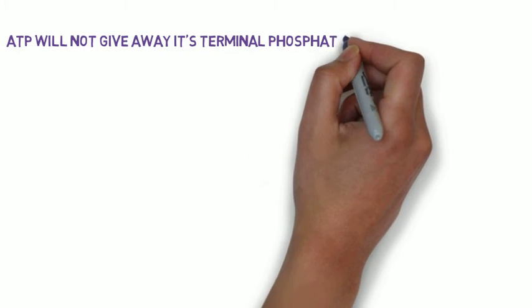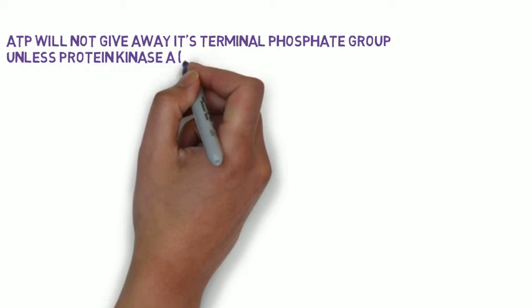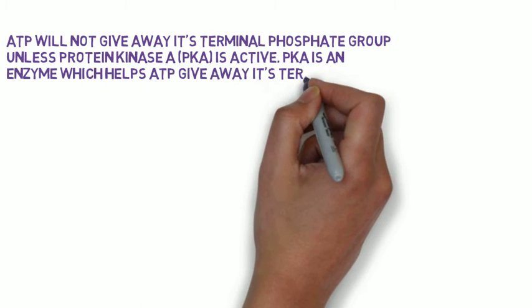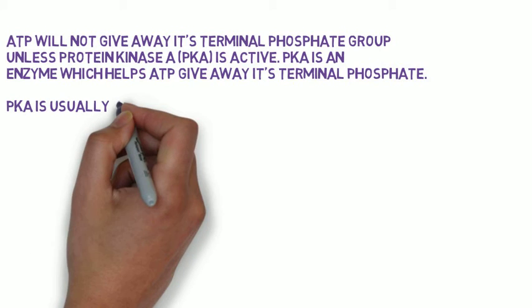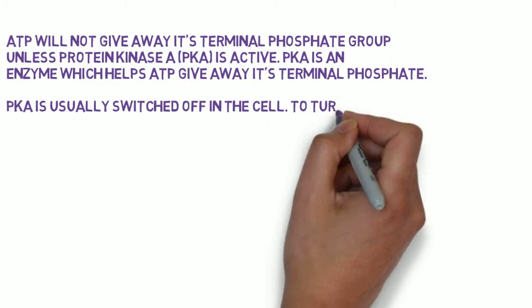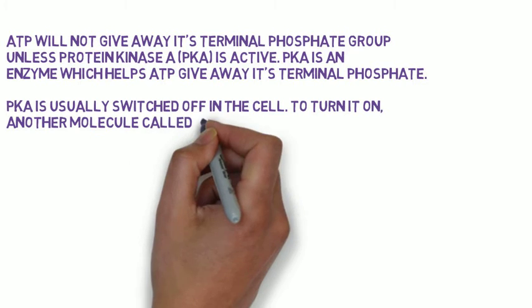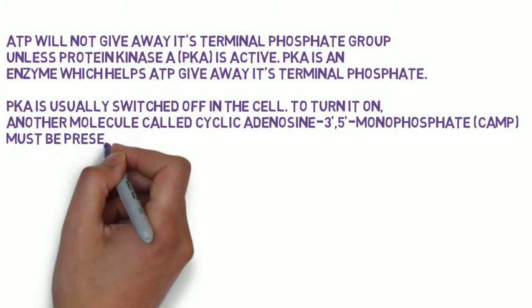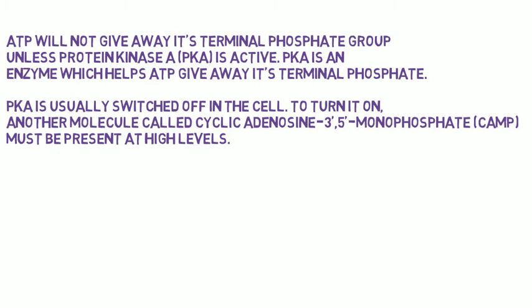ATP will not give away its terminal phosphate group unless protein kinase A, pKa, is active. pKa is an enzyme which helps ATP give away its terminal phosphate. pKa is usually switched off in the cell. To turn it on, another molecule called cyclic adenosine 3,5-monophosphate, or cyclic AMP, must be present at high levels. Sounds a bit confusing.